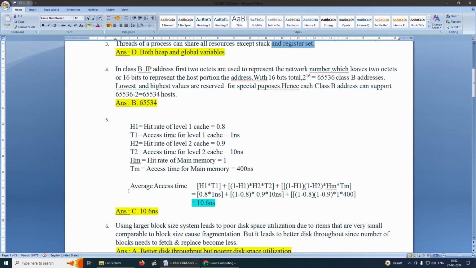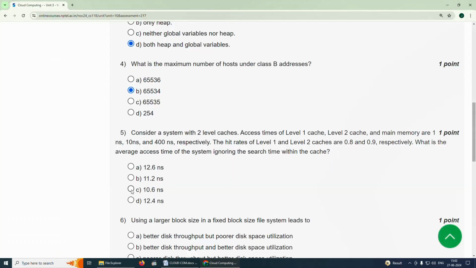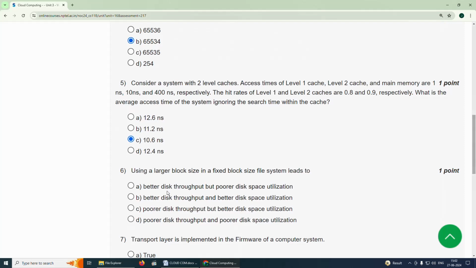The formula to find average access time is H1 multiplied by T1 plus (1 minus H1) into H2 into T2 plus (1 minus H1) into (1 minus H2) into HM into TM. So if you substitute the values, we will get the answer 10.6 nanoseconds. So the answer is option C, 10.6. Sixth question: using a larger block size in a fixed block size file system leads to.